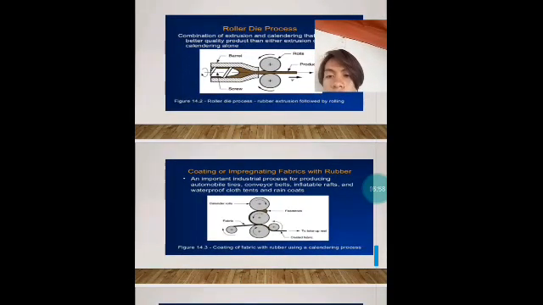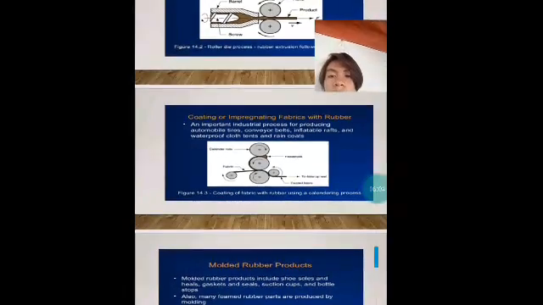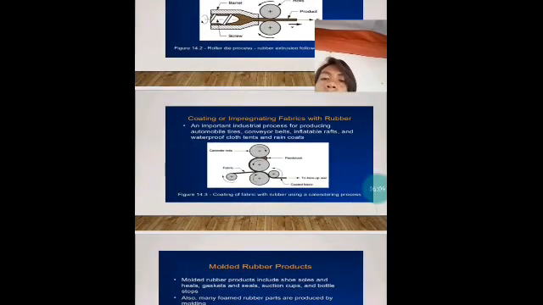So next is coating or impregnating fabrics with rubber. An important industrial process for producing automobile tires, conveyor belts, inflatable rafts, and waterproof cloth, tents, and raincoats. So kani mga important industries para makaproduce ta sa mga tires, conveyor belts, and rafts.